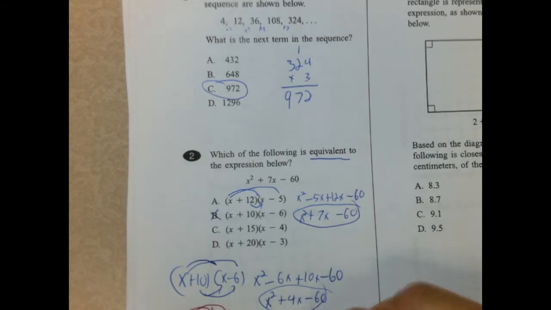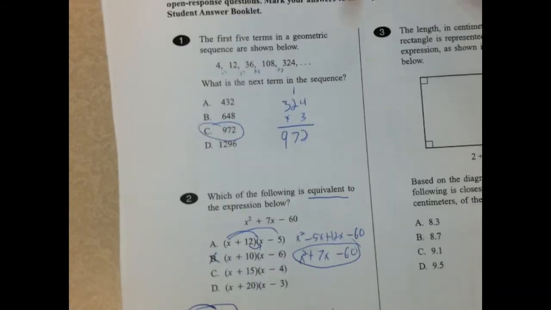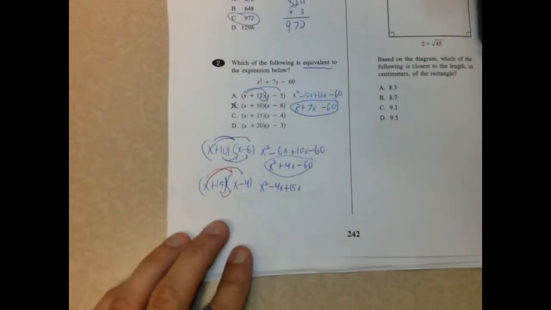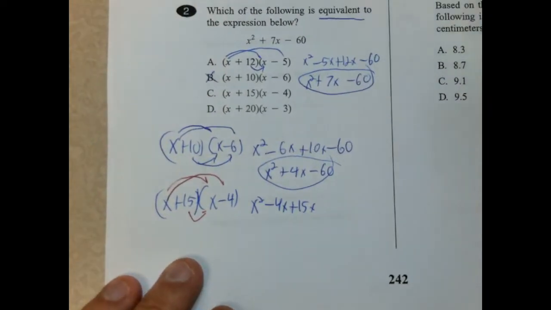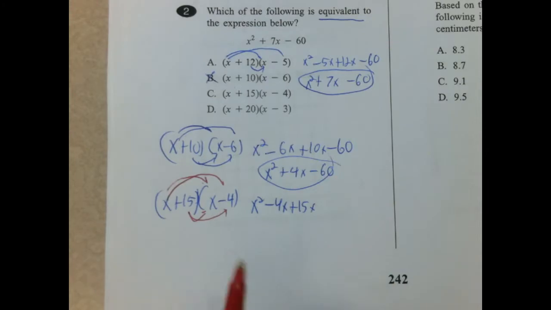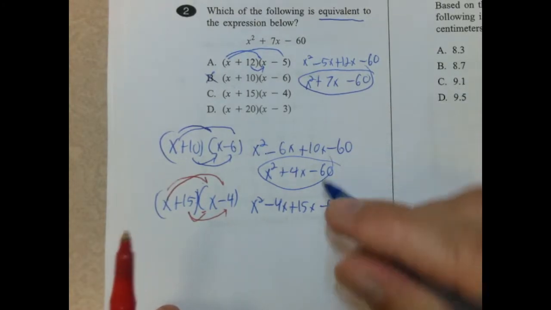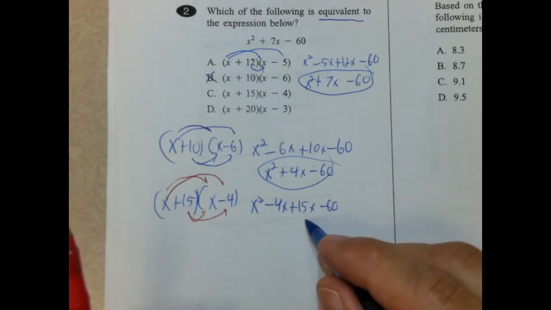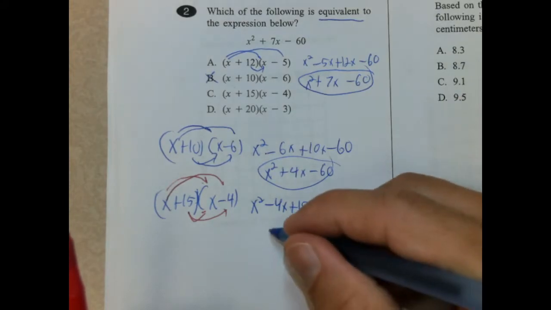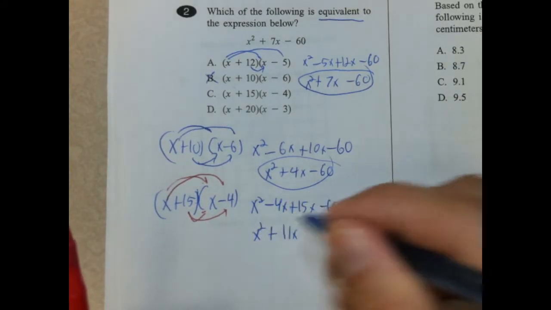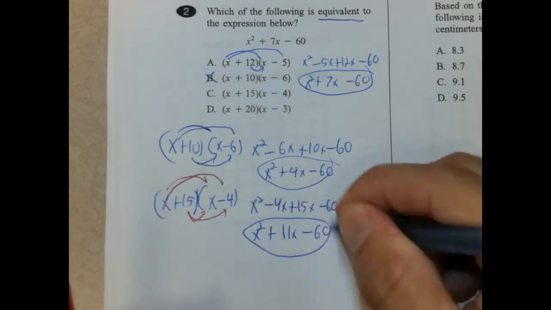And then 15 times negative 4 is going to be negative 60. Okay, so negative 4x plus 15x is going to be 11x. They're different signs, so big minus small, take the sign of the larger number. That's not the answer either.